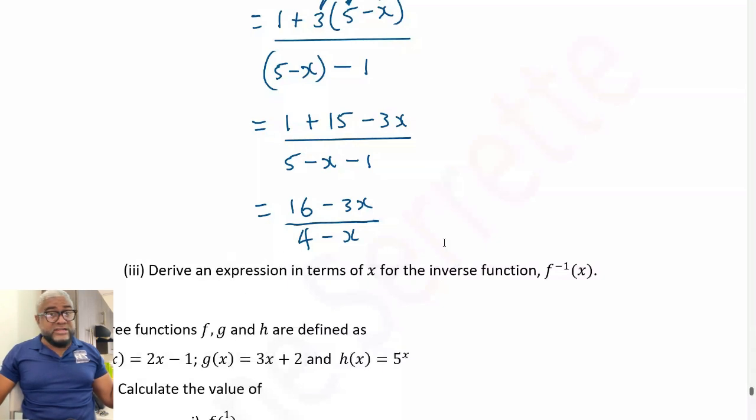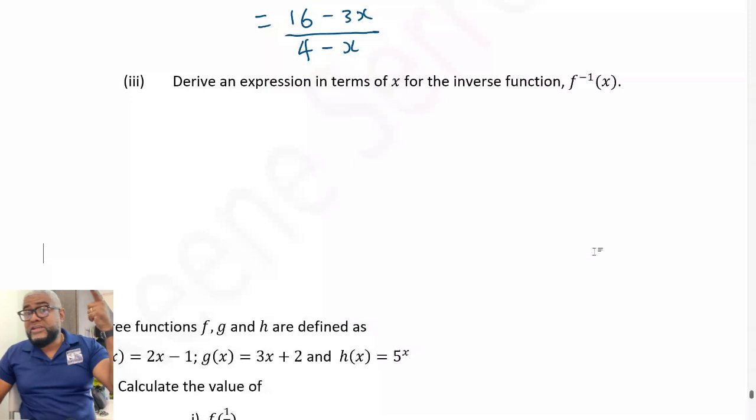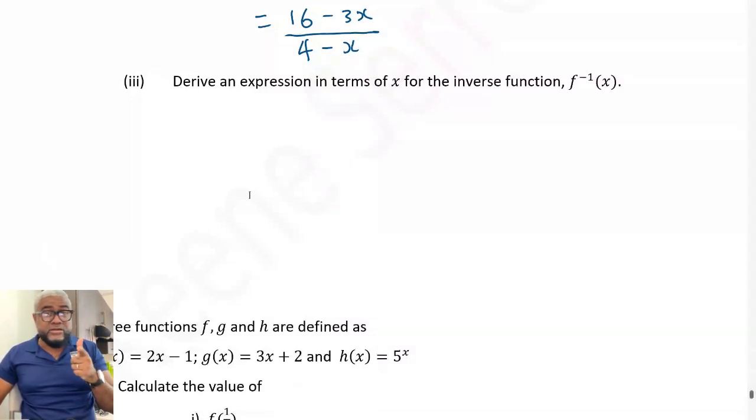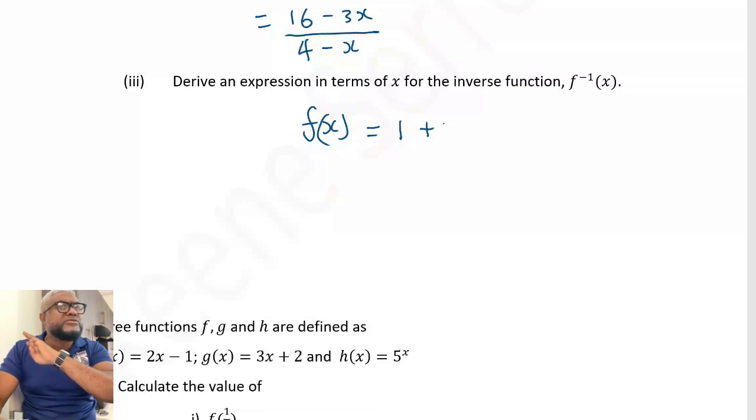So if I give you the next question on this, can you all handle it? Yes, sir. We're going to do this one and then I'm going to give you number 16 to try. Derive an expression in terms of x for the inverse function f negative 1 of x. Everybody, replace f of x with y, or you could do that now. We want to find the inverse. So we have 3 steps when finding our inverse. First we write down what f of x is. So f of x is equal to 1 plus what?